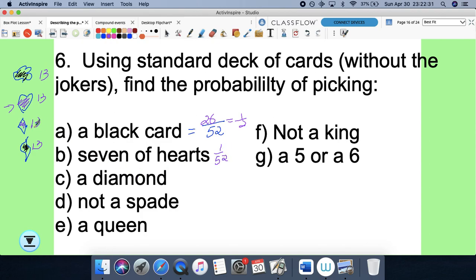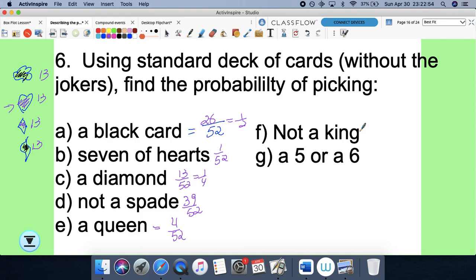A diamond, how many diamonds? 13 out of 52, or 1 over 4. Not a spade, so if you don't want a spade, you want a diamond, a heart, and a club, so that would be 39 out of 52. A queen, how many queens do we have? Well, we have 1 queen of each kind, so it'd be 4 out of 52.